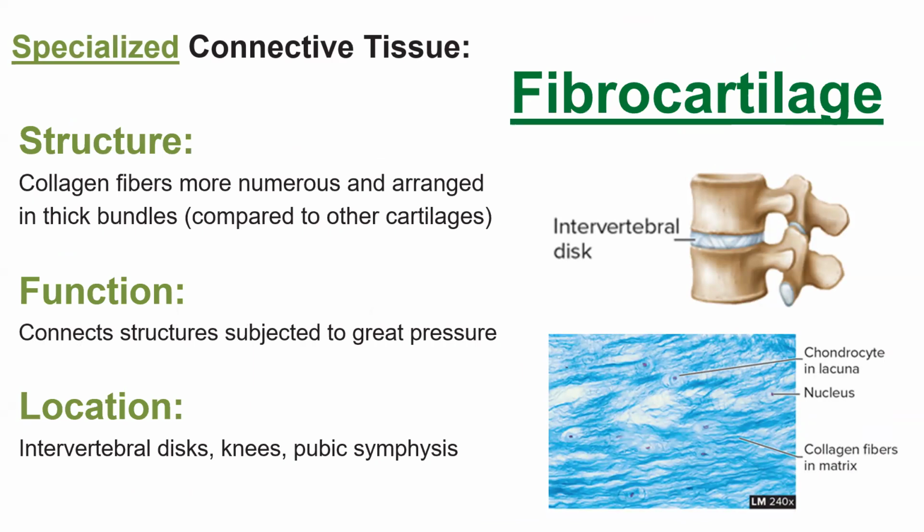Okay, our last one, fibrocartilage. This is our strongest cartilage, and so you kind of see the theme. Depending on the type of fiber it has is going to determine its function. So it's got a lot more collagen, because that's our strength fiber. So elastin gives us a lot of stretch, collagen gives us a lot of strength. And these are organized almost more like we saw with our dense connective tissue.